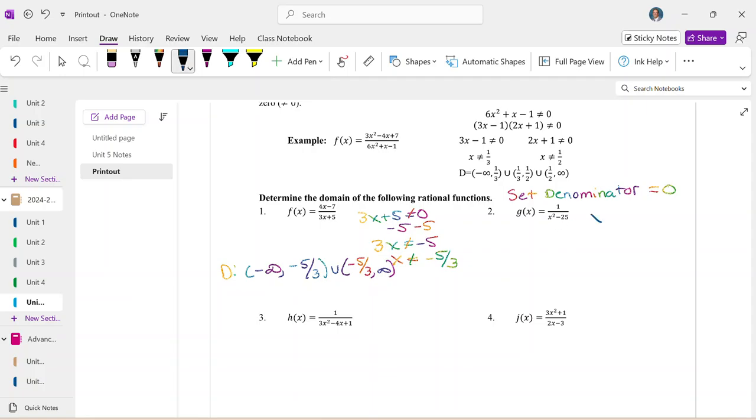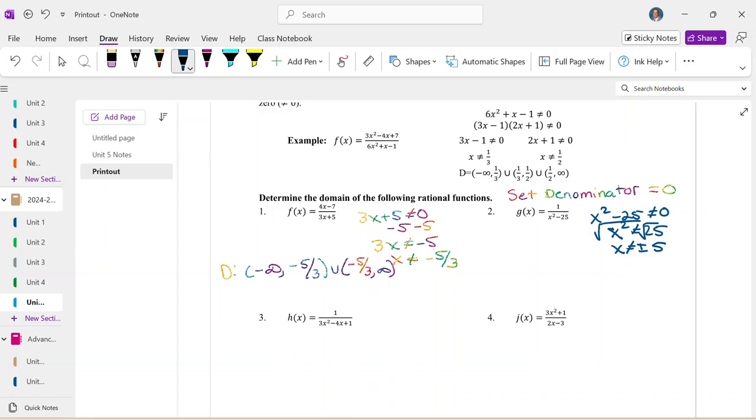So for the next one here, x squared minus 25 cannot equal 0. So there's two ways that you could do this. The easiest way is to move over the 25 and then take the square root. But remember, when you take the square root, you have to put plus or minus on the right-hand side. So it can't equal plus or minus 5.